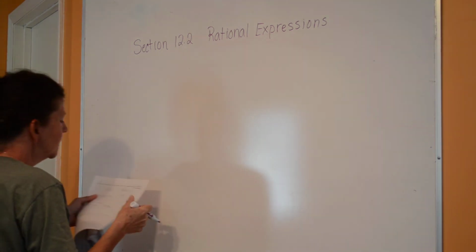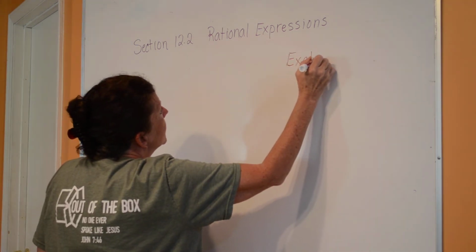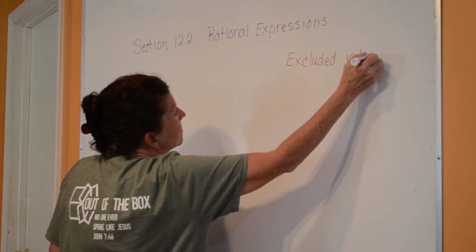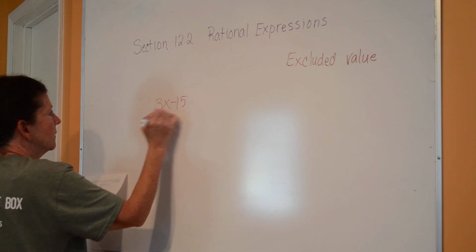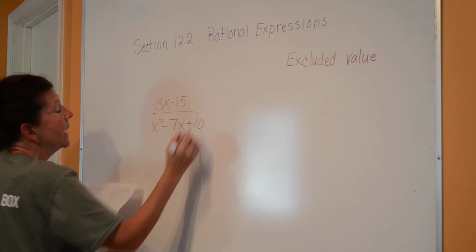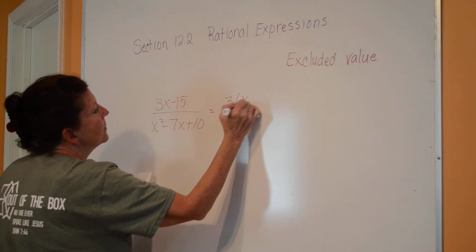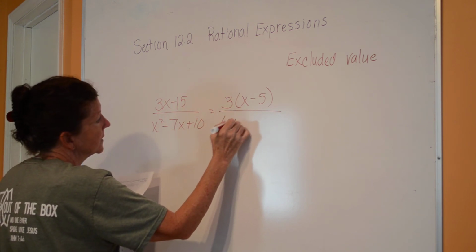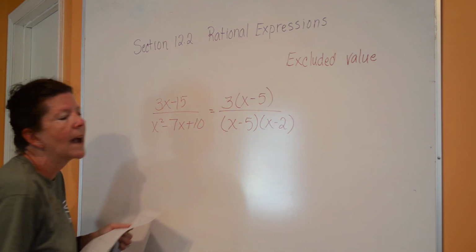Now on these, you're also looking for what we call the excluded values, which you already did at the beginning of the section. So we're going to add that to simplifying it. So I have 3x minus 15 over x squared minus 7x plus 10. Again, what I have to do is factor first. So I factor out the 3 on the top, so x minus 5. On the bottom, it factors into x minus 5 and x minus 2. The big key on this is factoring.